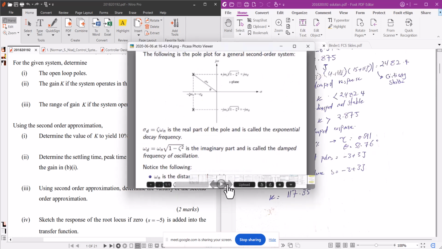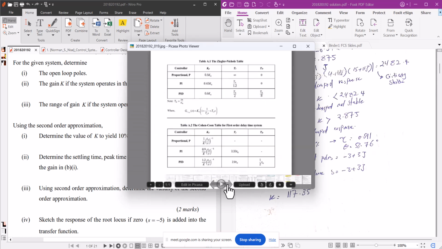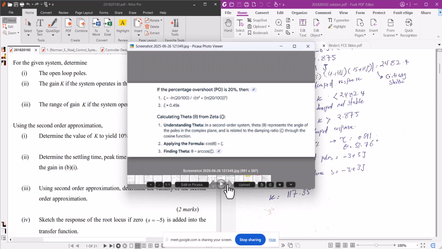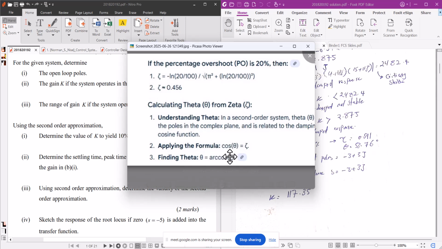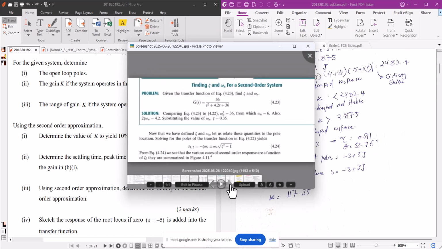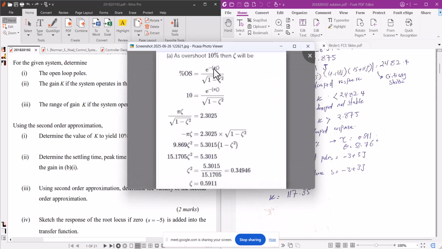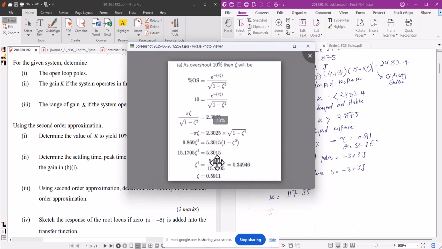You can see here, look at this percent. For example, for the 20%, we put here 20, you get zeta, and then if you take cos inverse of zeta, you get theta. So it's the percentage overshoot equal to e raised to the power minus pi zeta over under root 1 minus zeta square. Here you get the answer as zeta 0.591, and then you take its cos inverse, you will get this angle.